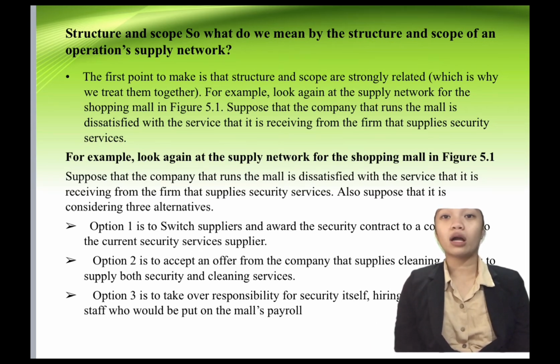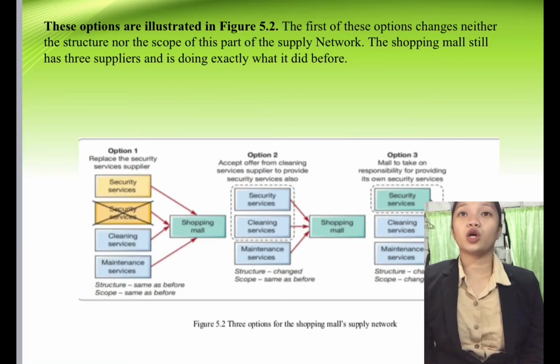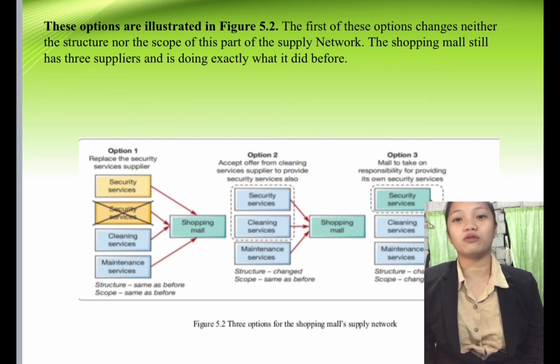Option 2 is to accept an offer from the company that supplies cleaning services to supply both security and cleaning services. Option 3 is to take over the responsibility for security itself, hiring its own security staff who would be put on the mall's payroll. These options are illustrated in figure 5.2. The first of these options changes neither the structure nor the scope of the part of the supply network. The shopping mall still has the same suppliers and is doing exactly what it did before.